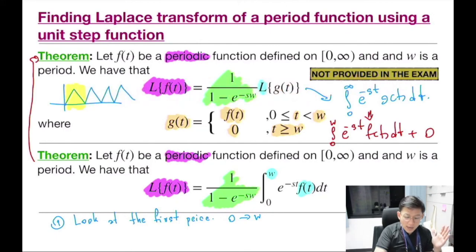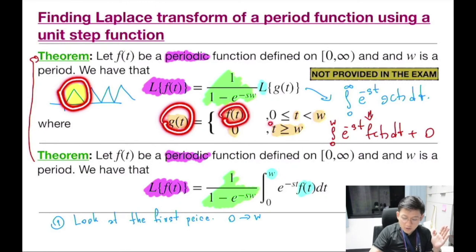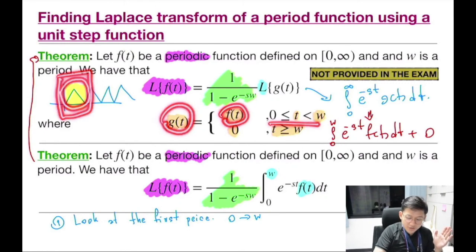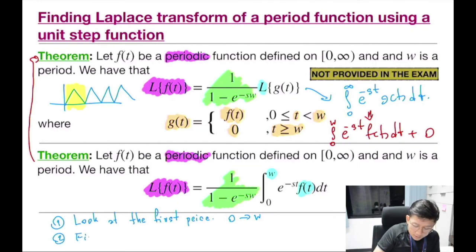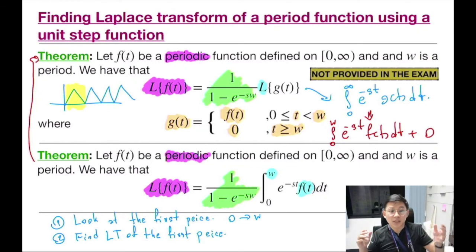So you just need to look at the first piece, which is this g(t). It's defined as f(t) on this interval and it's 0 anywhere else. You only look at the first piece and find its Laplace transform, and the answer is 1 over 1 minus e to the minus sw times the Laplace transform of the first piece. It will get clearer when you look at the example.